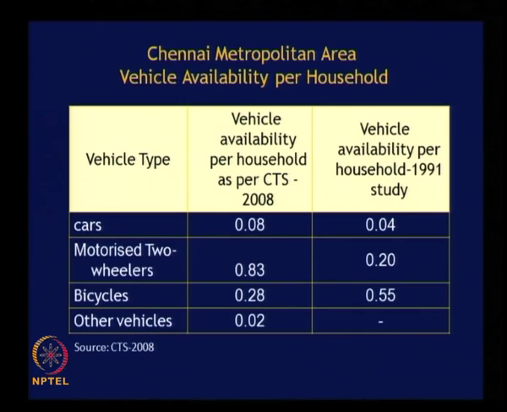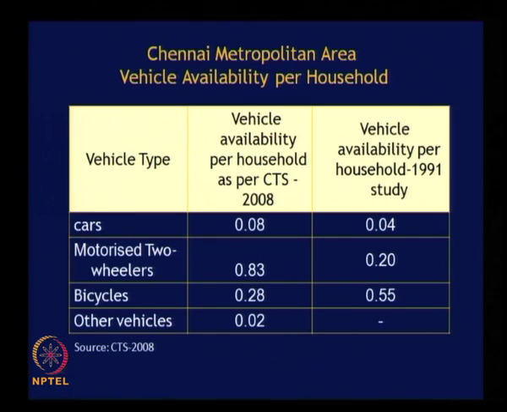You can find that the car ownership has simply doubled, and motorcycle ownership has quadrupled, become 4 times in a span of how many years? Just nearly 2 decades, let us say. In 2 decades car ownership is doubling and motorcycle ownership is quadrupling. It is a very high rate of growth of vehicle ownership, even though total number is less, rate of growth is very high.